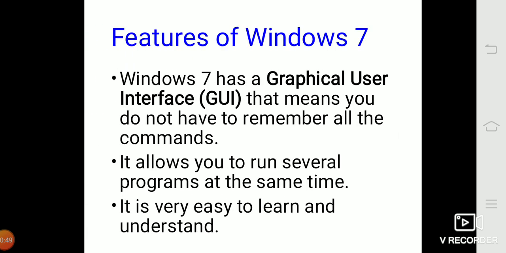Features of Windows 7. Windows 7 has a graphical user interface, that is GUI. That means you do not have to remember all the commands. As it is a GUI, most of the work is done by the mouse. It provides what you see is what you get environment. It allows you to run several programs at the same time. It is very easy to learn and understand.